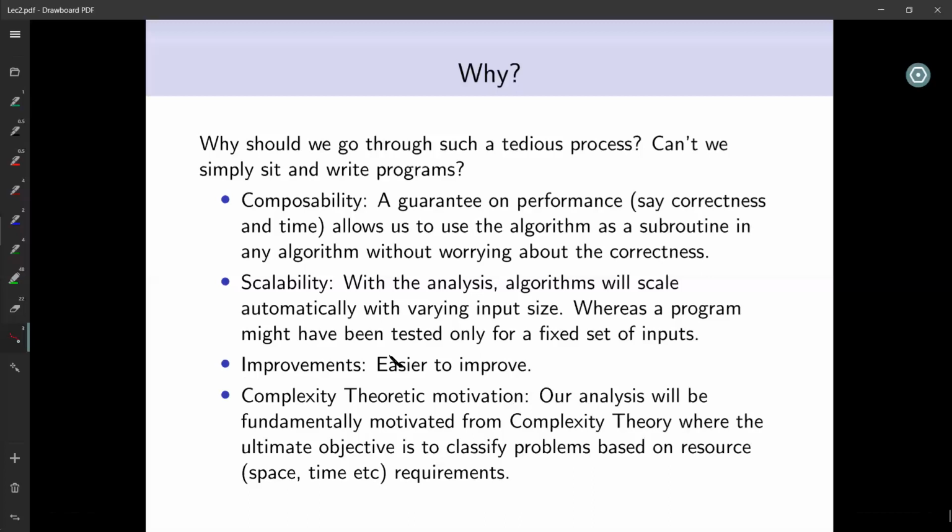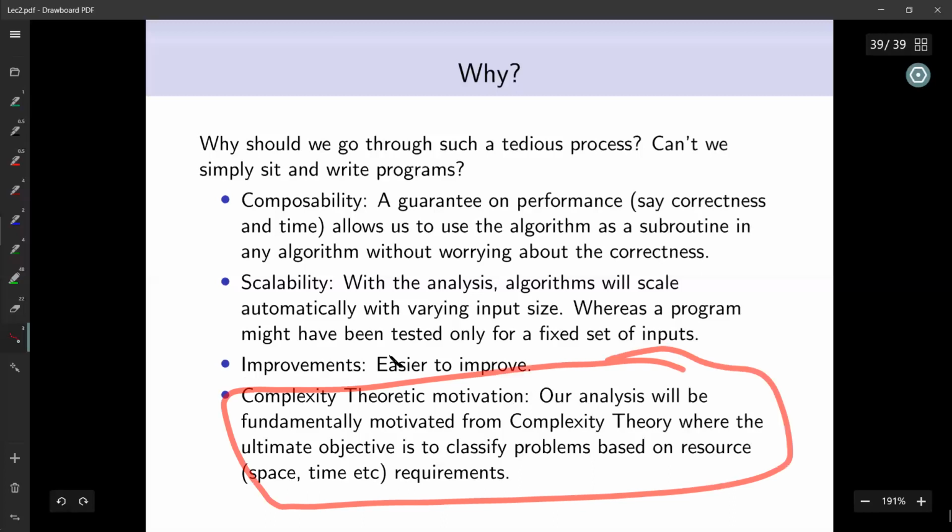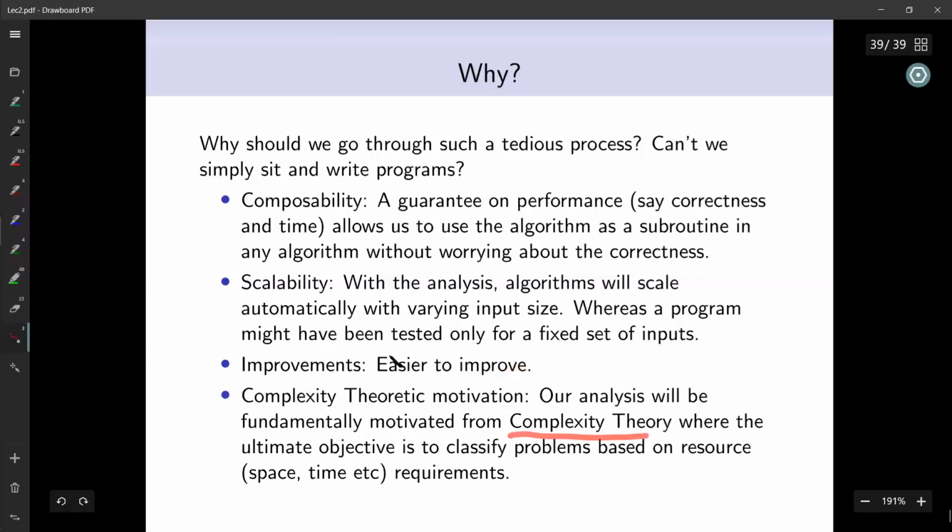And the kind of analysis that we do is completely motivated from complexity theory. Complexity theory is a sub-discipline of computer science where the ultimate objective is to classify problems based on resource requirements.